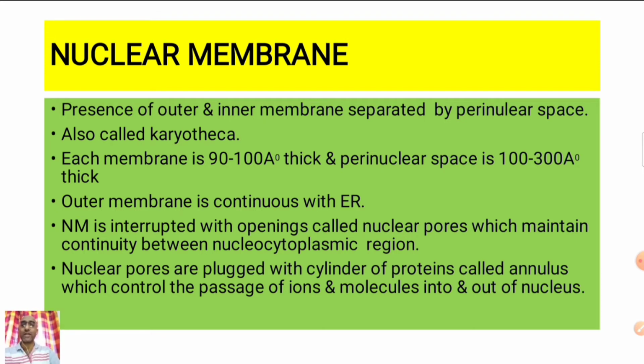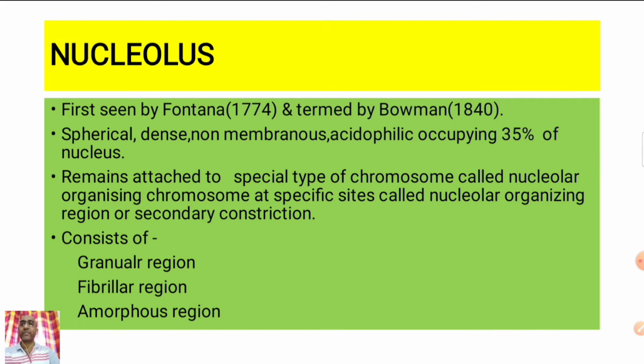Now come to the second one, that is the nucleolus. It was first seen by Fontana in 1774 and the name was given by Bowman in 1840. It is a spherical, dense structure which is non-membranous. It does not have a membrane and it is acidophilic in nature. It occupies around 35% of the total volume of the nucleus. Got it? Remember, it is acidophilic in nature.